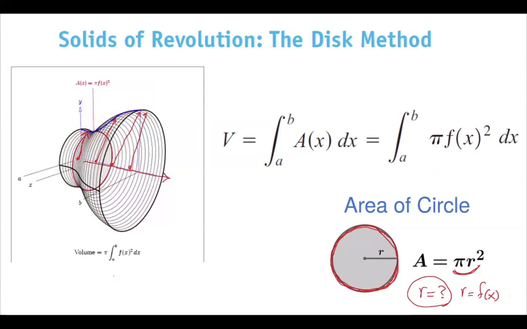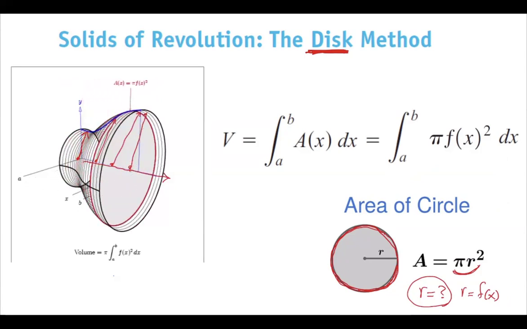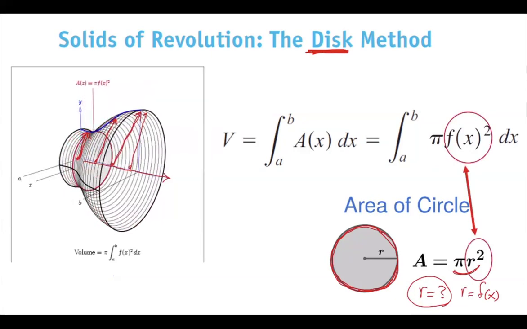As you can see, your cross-section is a disk. Since it's a disk, the area of the circular object is pi r squared, but r is changing. R depends on the function f. Very good. Then, highlighting r to be f of x, r squared is f of x squared.